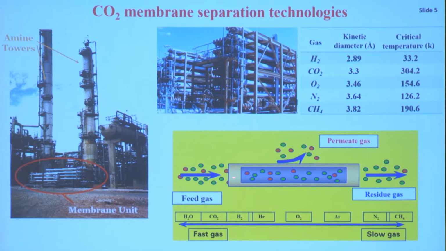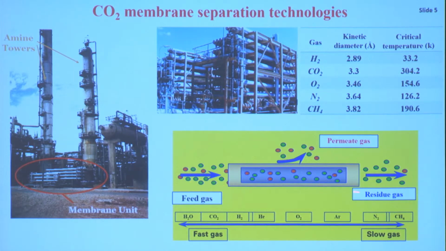It is a hollow fiber membrane. You can see the feed gas runs through the membranes. The penetrated gas is outside the membrane, and the residual gas is collected. The hydrogen and the CO2 are the fast gases, and the methane is the slow gas.